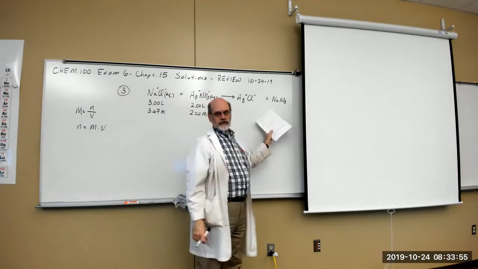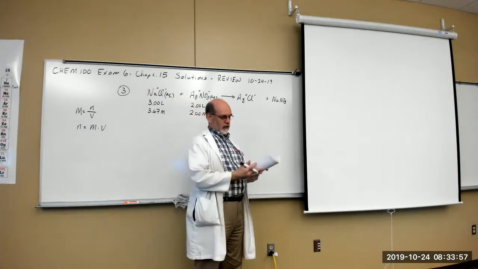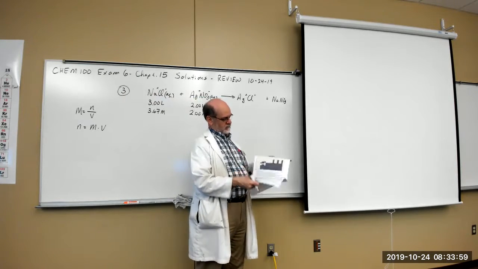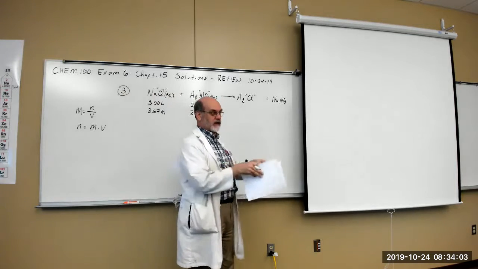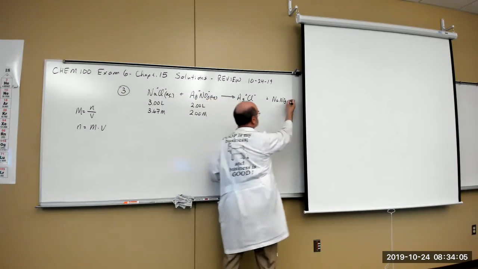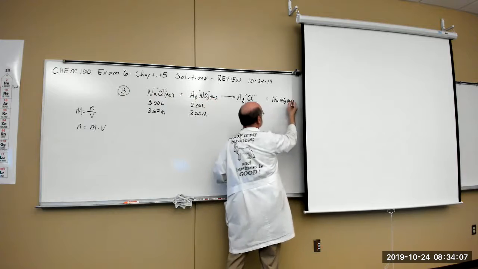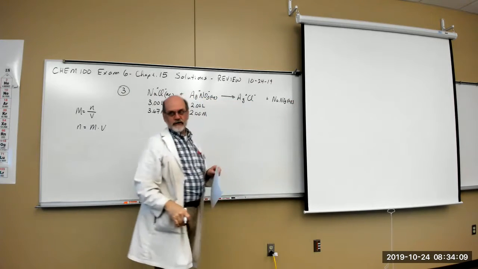Do we still have solutions here? Well, you look at the back, right? You find out if they're soluble. Sodium and nitrate together are soluble. And you look at silver and chloride and see if they're soluble.